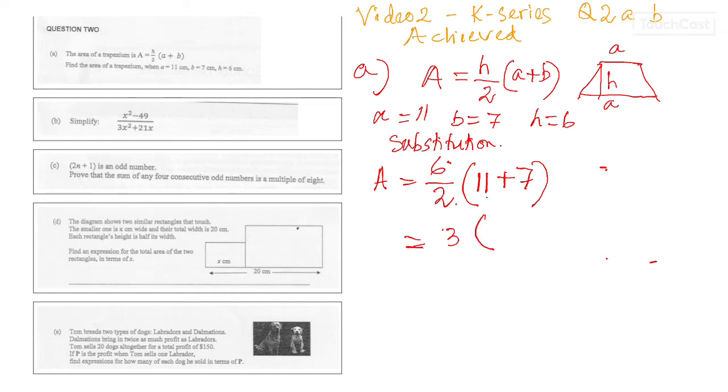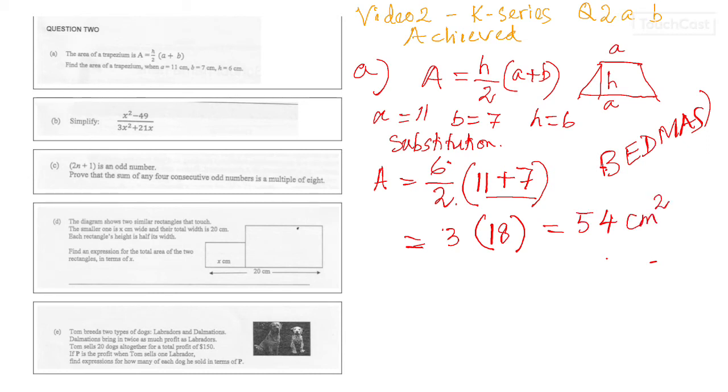Then you do the bracket, or the priority of BEDMAS, if you just remember it. If you add 11 and 7, that will give you 18. Now if you multiply those two, that should be the answer, which is 54 square centimeters, because we are talking about the area of the trapezium.